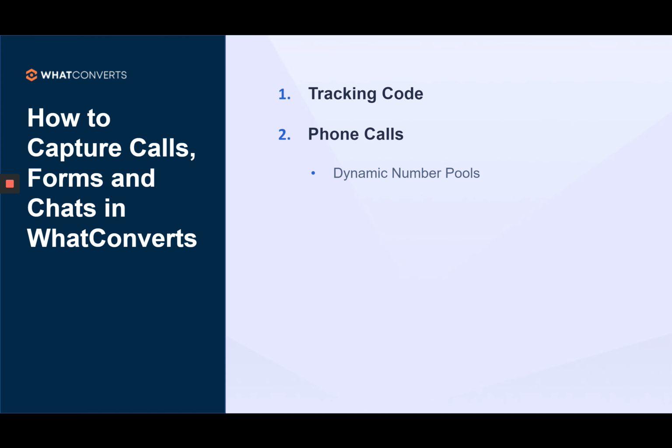But the key is it allows What Converts to track where that person came from in terms of their marketing source, tie them to the lead, gather all that rich, detailed lead information, and put it into your dashboard. So dynamic number pools are how phone calls are tracked through What Converts. There are other ways. Dynamic number pools is just the one we recommend. But if you need any more information on that, please feel free to email or ask a question throughout the course of the webinar. For tracking forms, again, very simple.